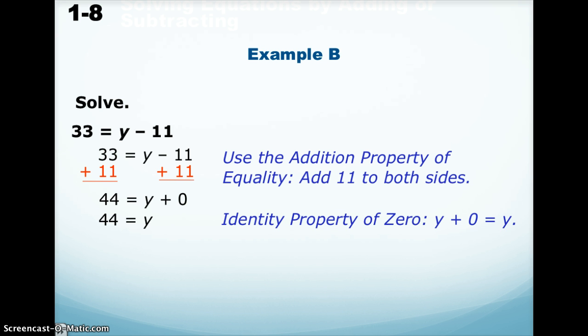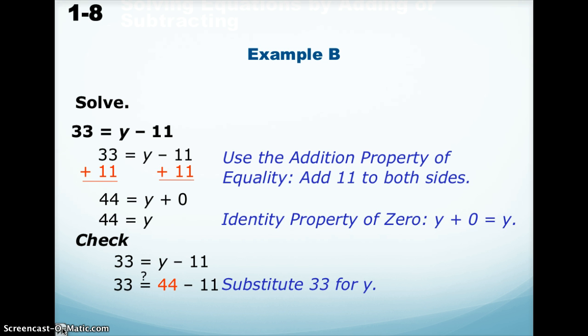And that's our answer. But before we move on, let's make sure we were correct. So I would put the 44 back in for y, just like when we substituted at the very beginning of the chapter, and check. Okay, if it's really true, then 44 minus 11 needs to equal 33, which it does, and we are correct.